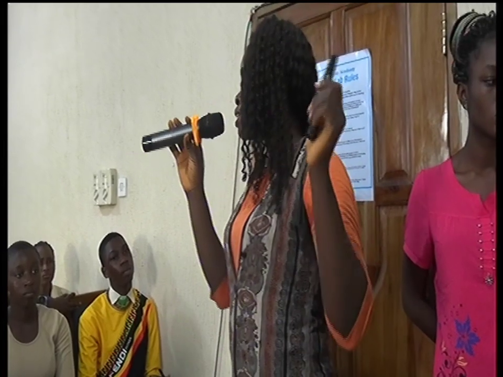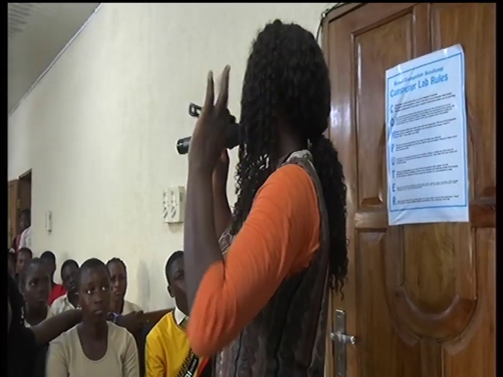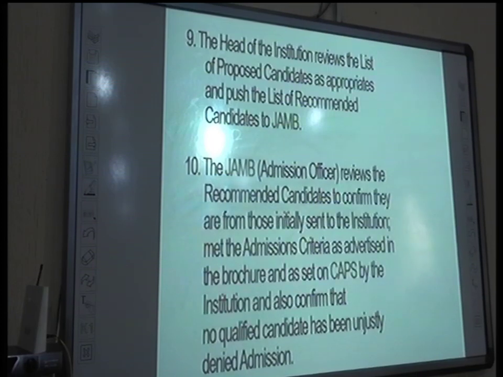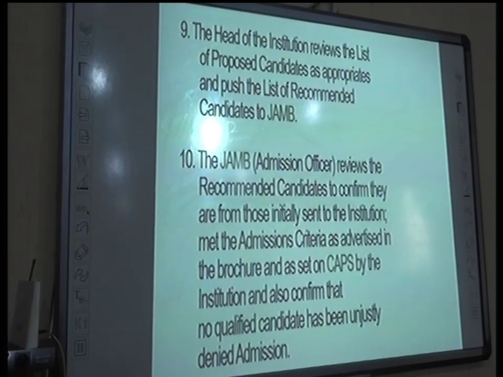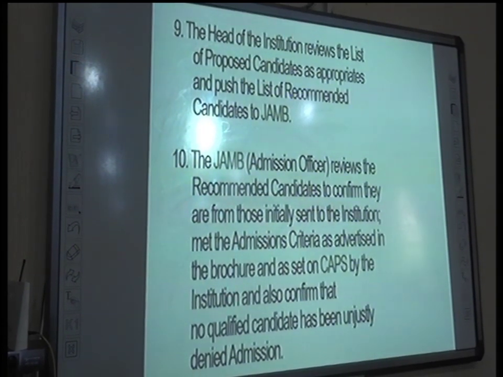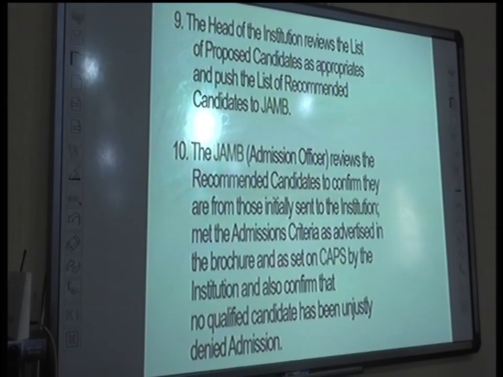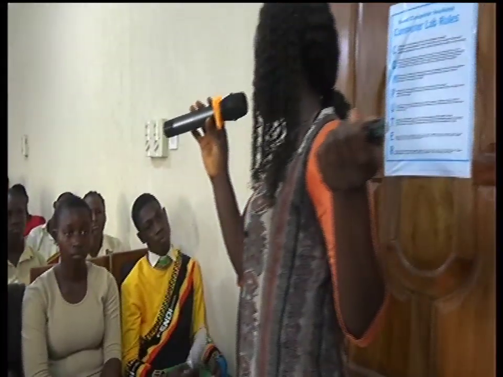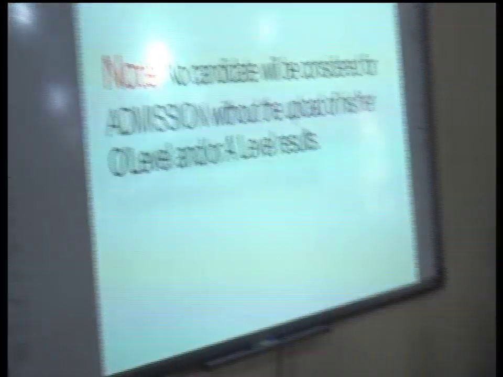JAMB desk officer does the final admission. What does she do? She compares. She checks that whatever you have sent is the information you actually downloaded and uploaded back. They also need to be sure that the candidate actually chose that institution as their first choice of institution. Once she is done with that comparison and she is sure, she approves your admission. It does not end there. You have rules to play too. Now, note, no candidate will be considered for admission without the upload of his or her O-level result. I keep on repeating this.